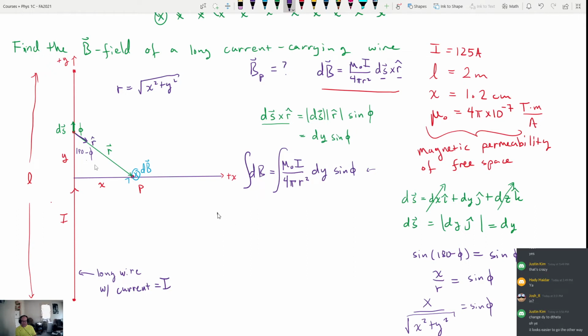So we're going to get B is equal to mu naught, which is a constant, I is a constant, 4 pi is a constant. And so we just have the integral of dy times sine phi. Sine phi was x over this. R squared is this thing squared. So I think we're going to get x squared plus y squared to the 3/2 power, dy. Yeah, I guess I was wrong. We're probably going to have to convert this to angles anyway, aren't we?